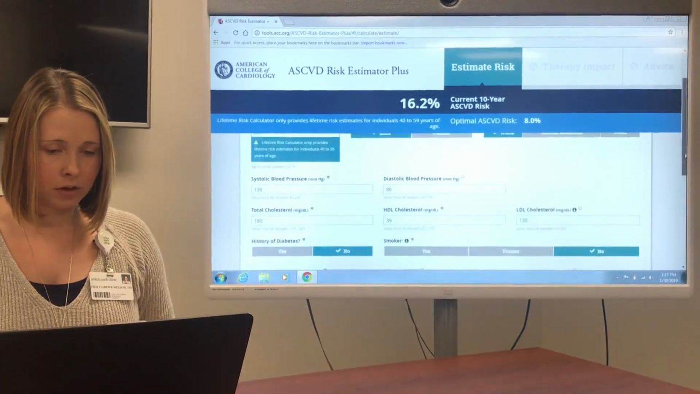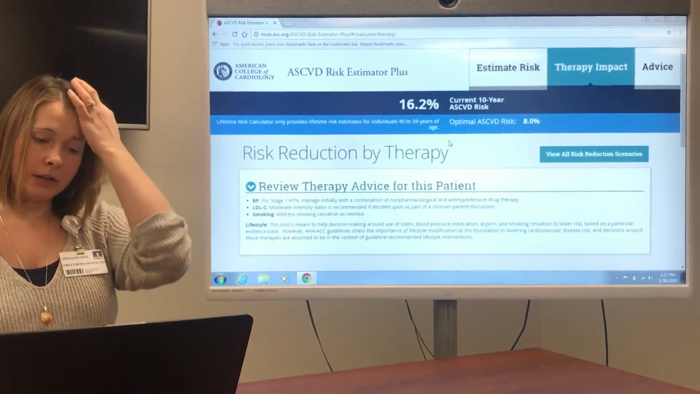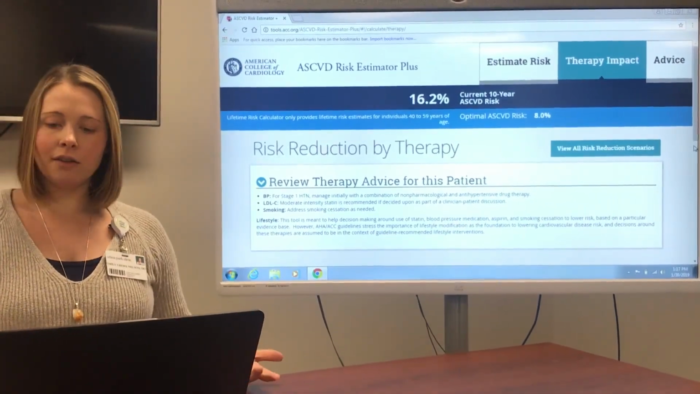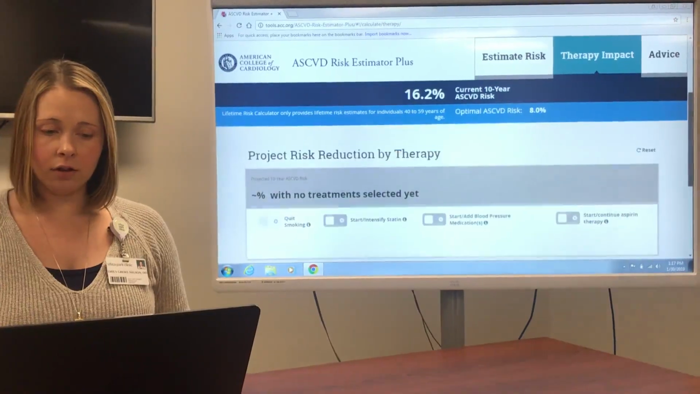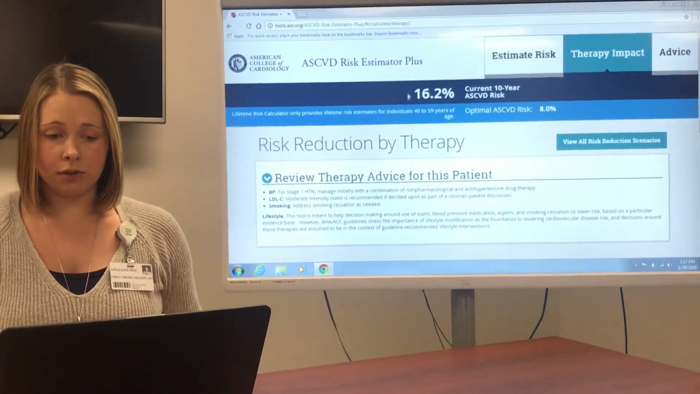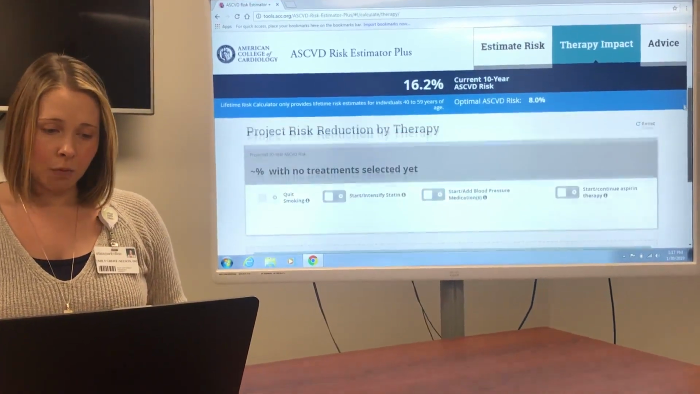So we come over here and you can see his risk, even though you might look at his cholesterol and say, oh, 130 is not such a bad LDL, but for him it is. So his risk is 16.2%, which is quite a bit over that 5% threshold.